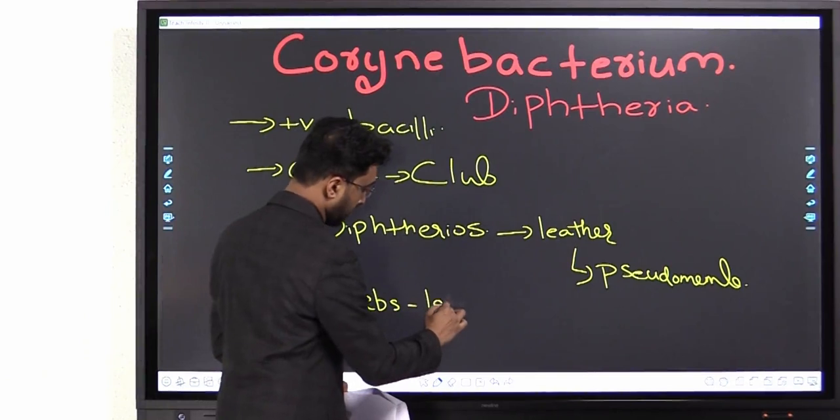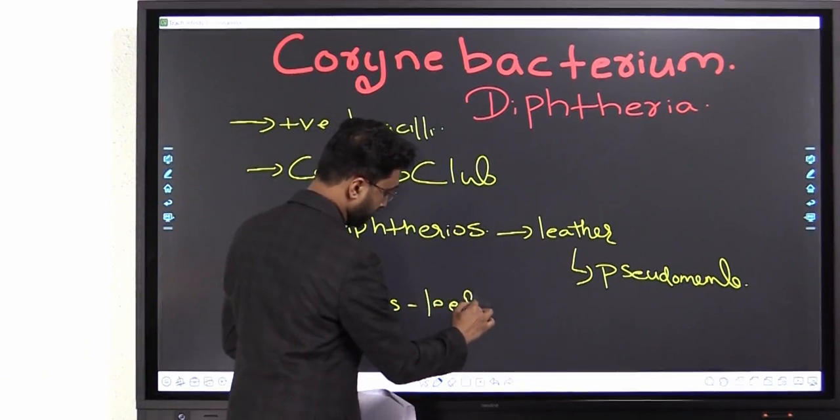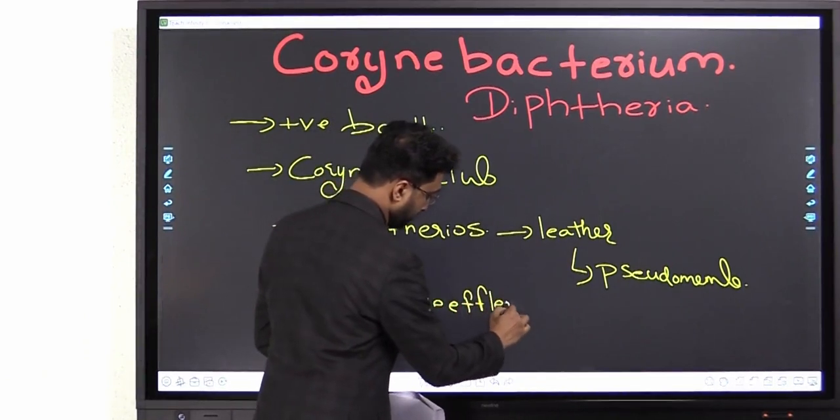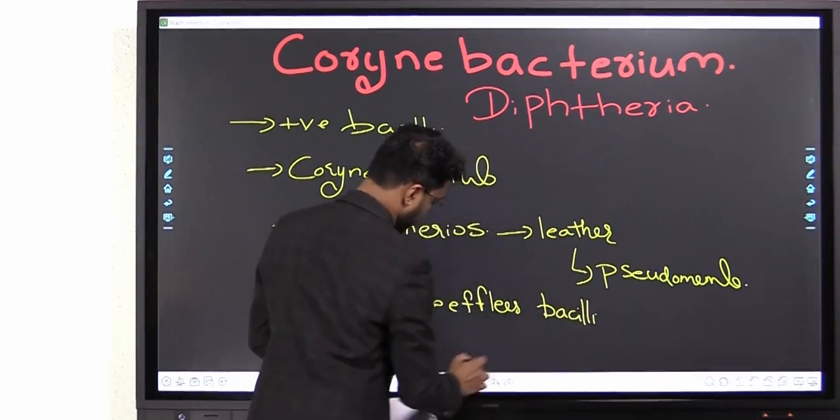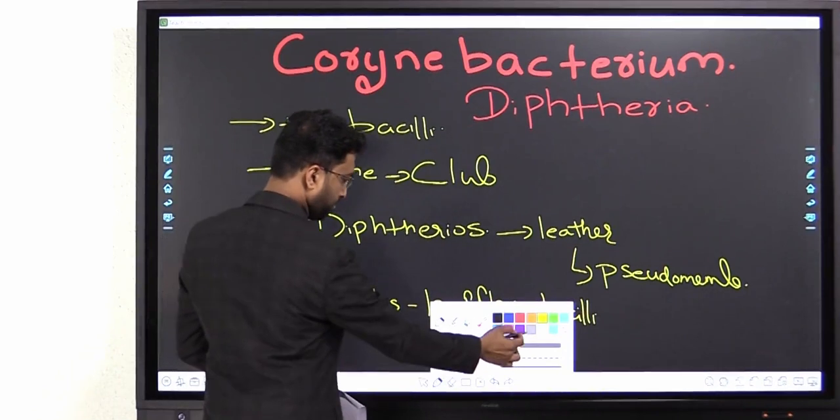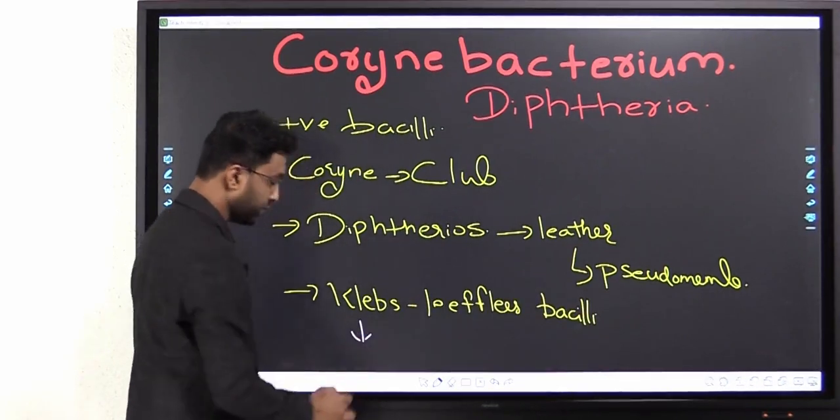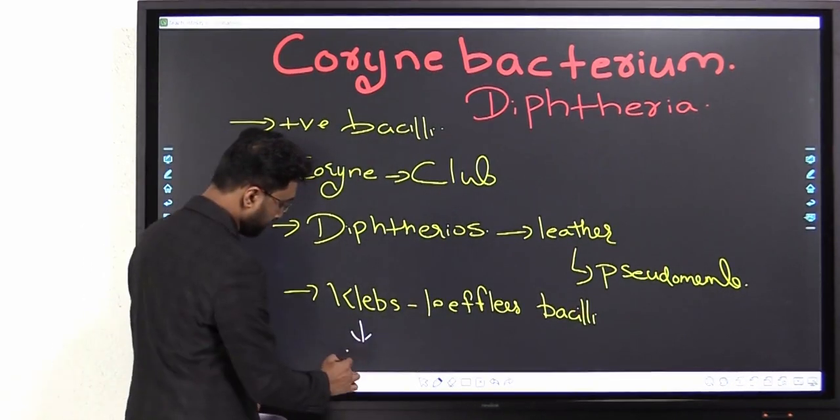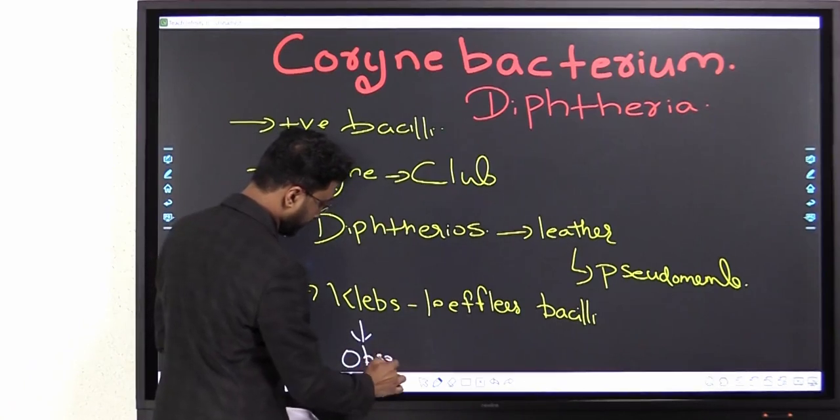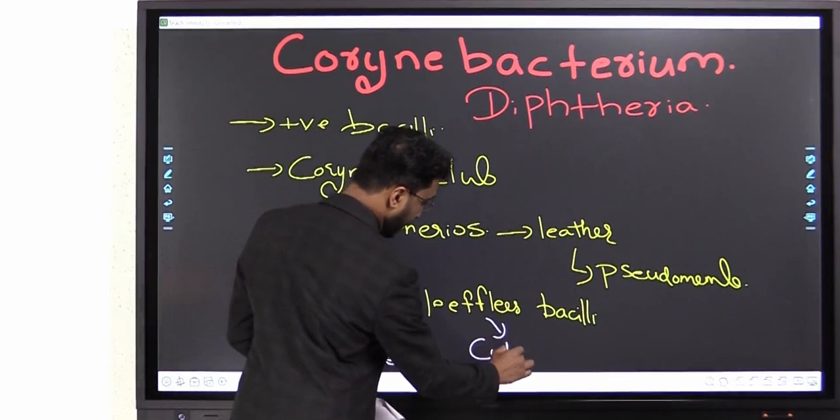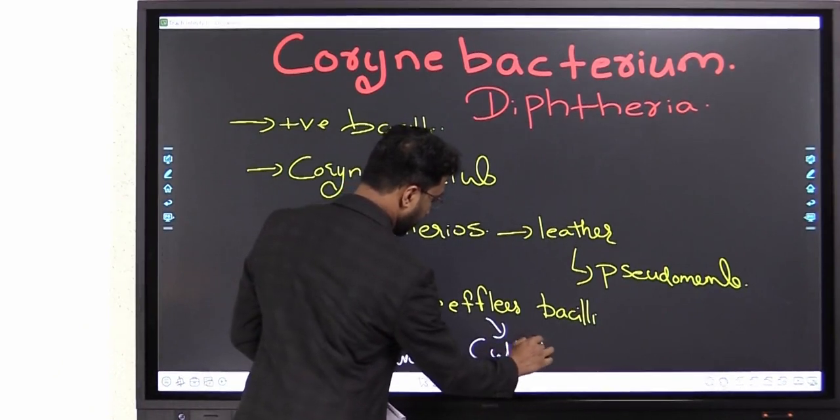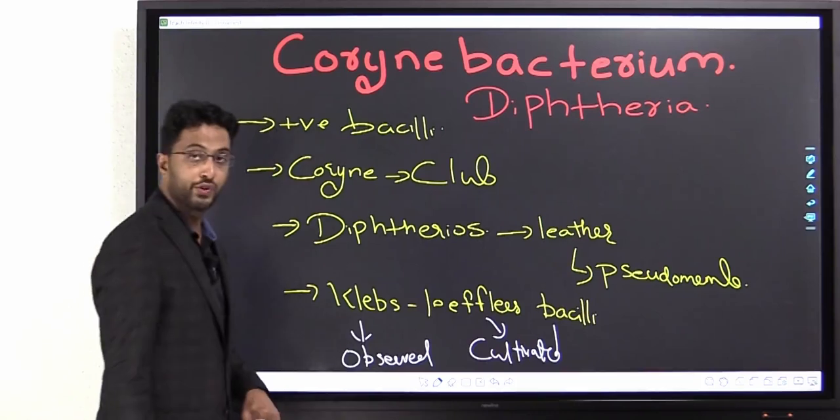And it is also known by a name called Klebs-Loeffler bacilli. Why this name? Naturally, these were the scientists involved. This was the first person who observed it under the microscope, and he was the first person who cultivated it, or cultured it.